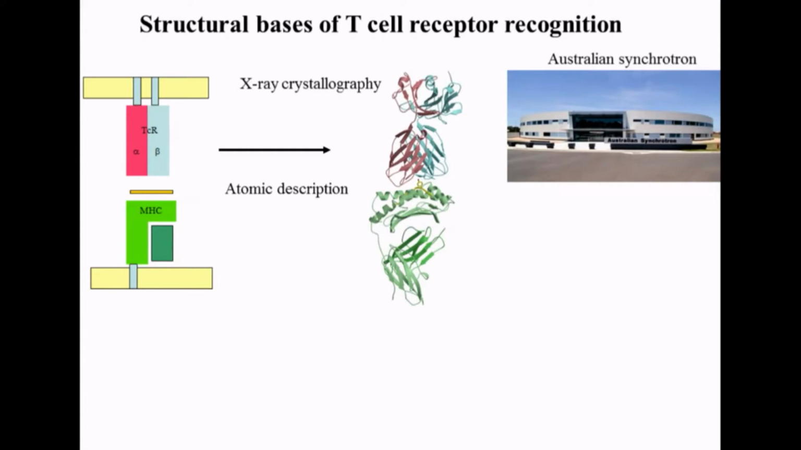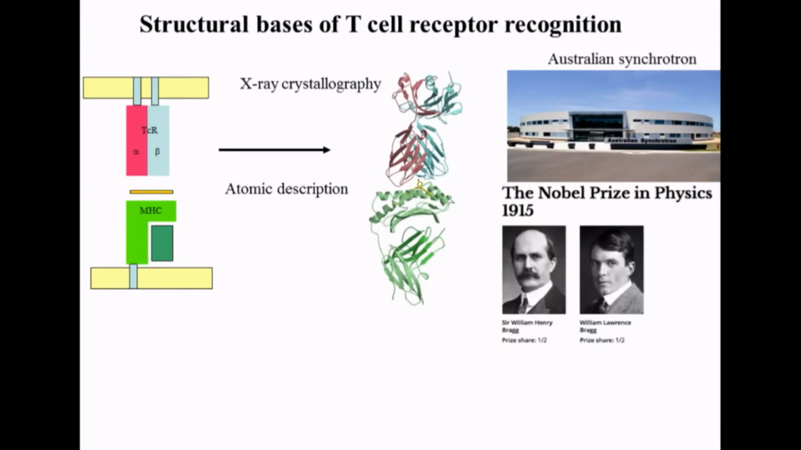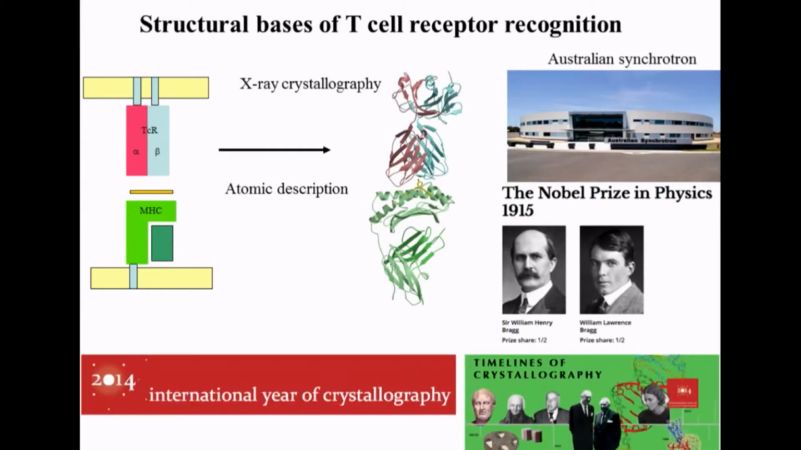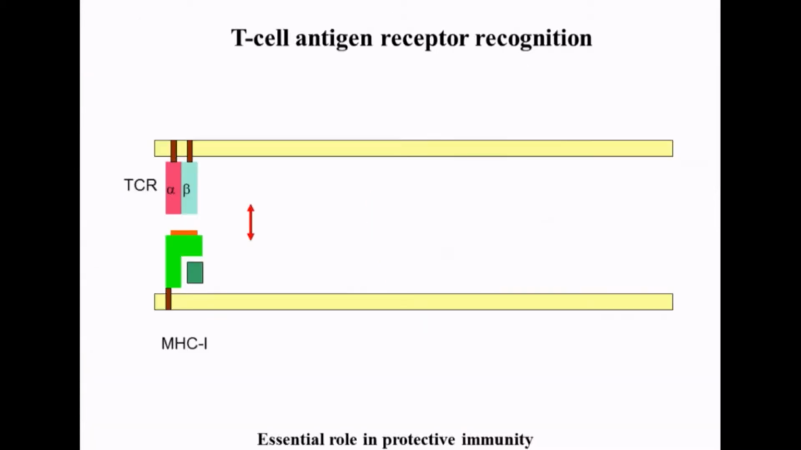And of course, this entire field is on the shoulders of giants, from the father and son team of the Braggs. And indeed, it's the 100th year anniversary of the field of crystallography. And during that time, many great achievements have been made. As I first stated, I'm particularly focused on antigen recognition, that mediated by the T cell receptor. In this particular case, you have the T cell receptor recognizing peptide as co-presented by the MHC class 1.